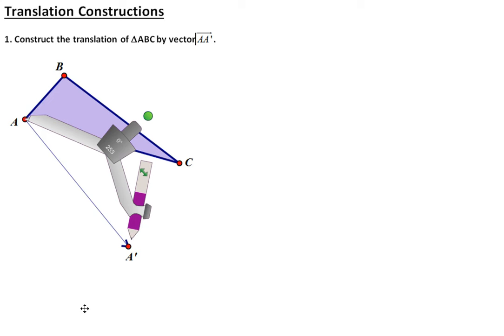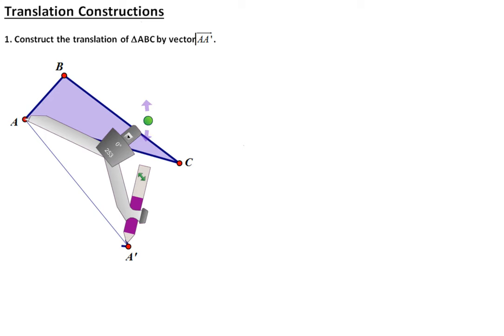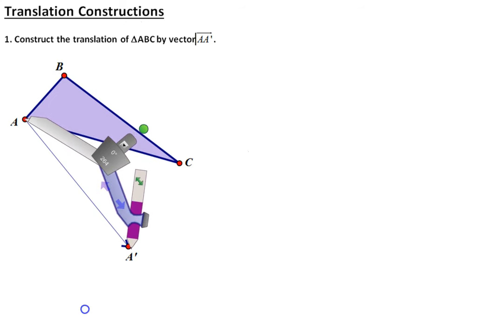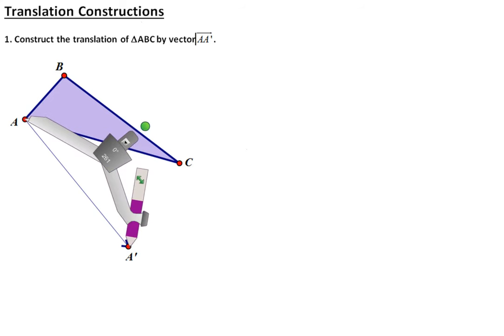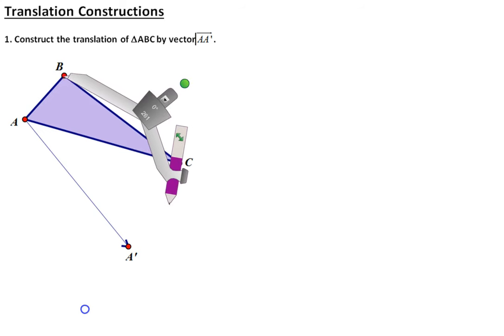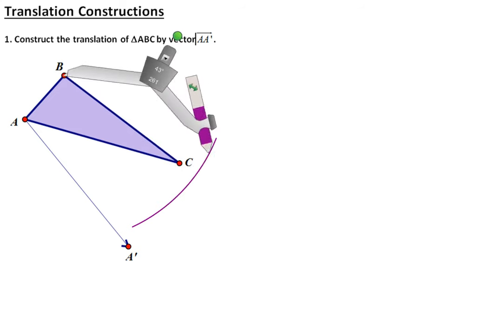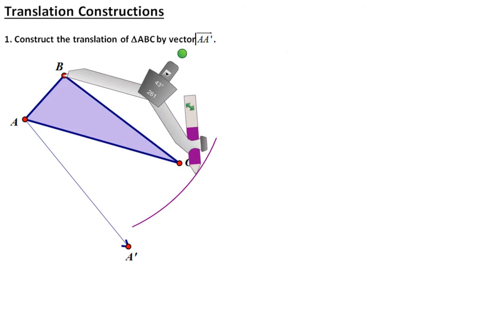Alright, so first off, what we need to do for this construction is we need to know that all the points are going to slide the same distance and the same way. So I'm going to measure the distance from A to A prime with the compass. So put the pointer on A, put the pencil on A prime. Okay, we're going to slide it over to B, and I'm going to make an arc. All right, because I know that B prime is going to be somewhere the same distance away as A to A prime was.